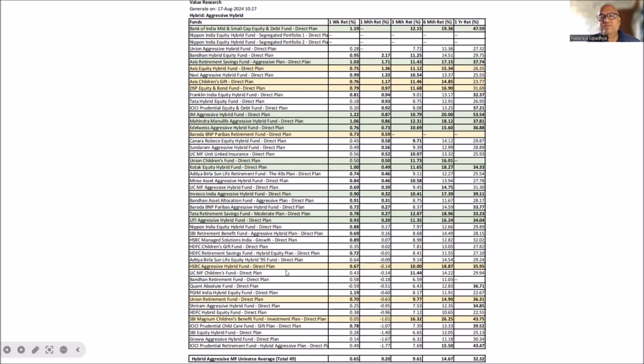HSBC Aggressive Hybrid Fund did not do well in the last 1 month. Union Retirement Fund did not do well in the last 1 month. SBI Magnum Children's Benefit Fund Investment Plan also did not do well in the last 1 month. So that gives you the range of choices for your fresh investments in a hybrid fund. I like the most is JM Aggressive Hybrid Fund because it is the annual leader and it is consistent in all timelines.